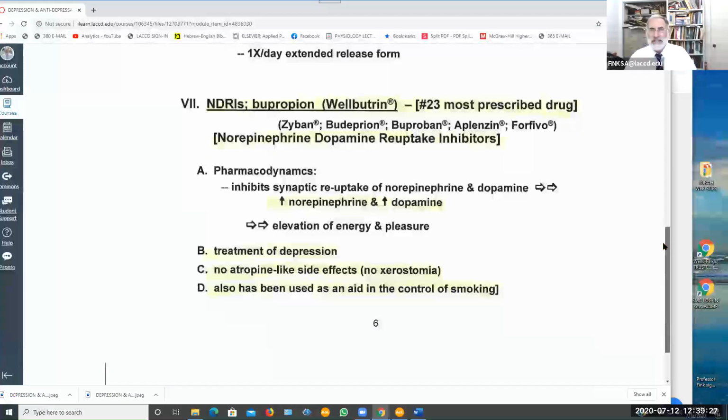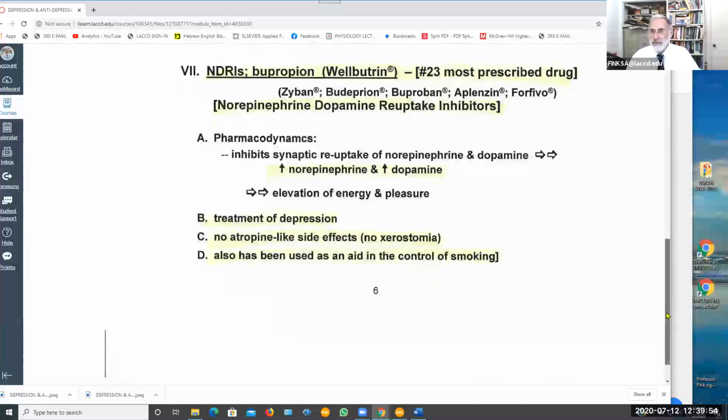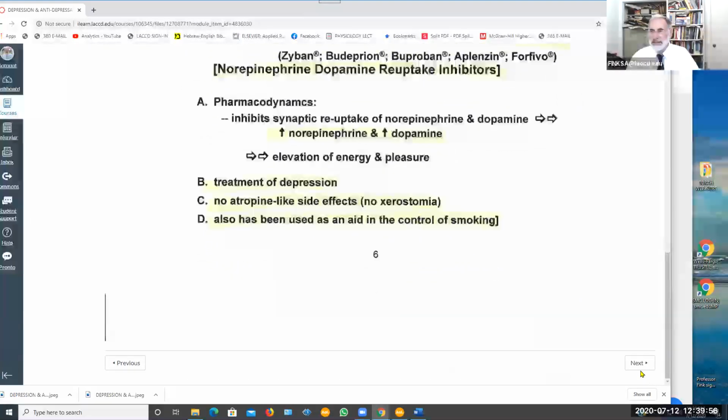Notice it's not affecting serotonin, but by raising the norepinephrine levels, it increases energy levels, and by raising dopamine levels, it increases pleasure. It is used as an antidepressant. It has an advantage that, unlike almost all the other antidepressants, it does not cause xerostomia or dry mouth. It has also been taken by individuals to control smoking and a craving for nicotine and smoking.